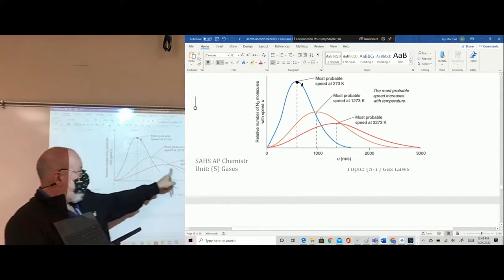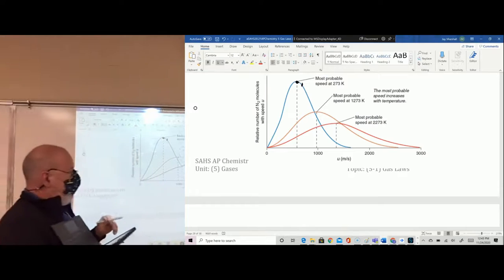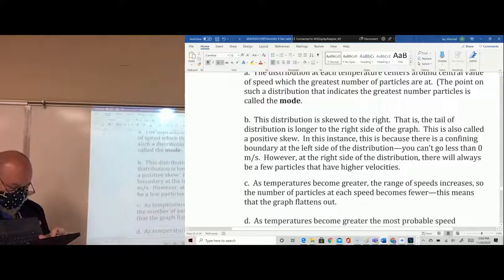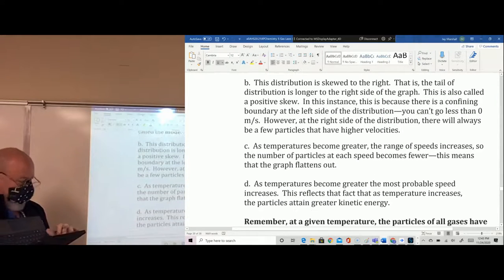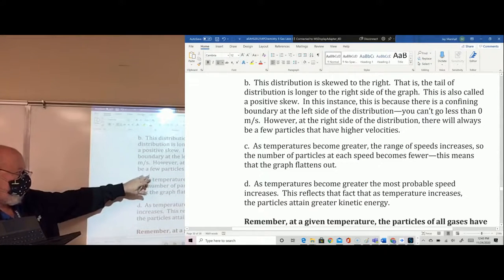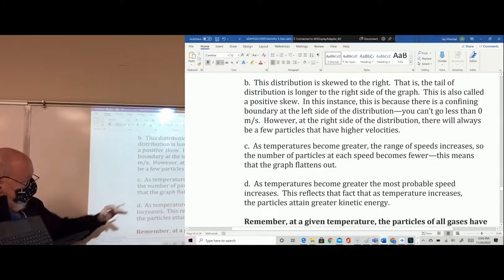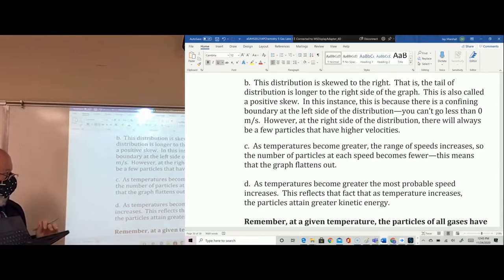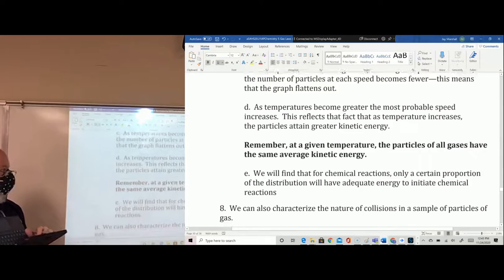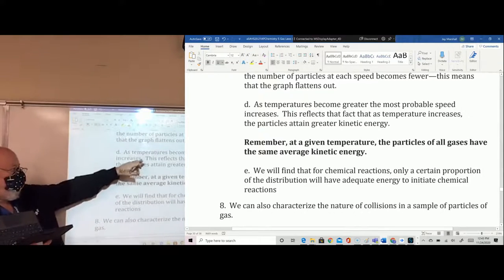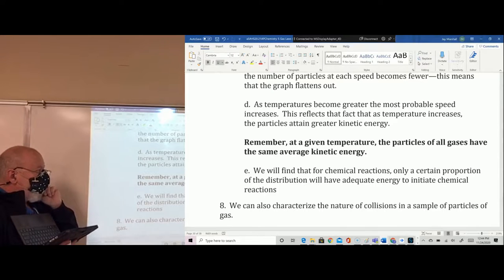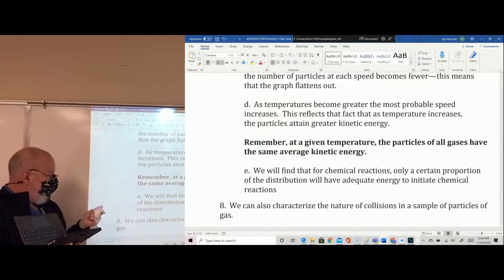But I can continue to go greater and greater speeds, and that's going to cause the distribution to skew to the right. However, at the right side of the distribution, there will always be a few particles that have higher velocities. As temperatures become greater, the range of speeds increases, so the number of particles at each speed becomes fewer, and the graph flattens out. As temperatures become greater, the most probable speed increases. This reflects the fact that as the temperature increases, the particles attain greater kinetic energy.